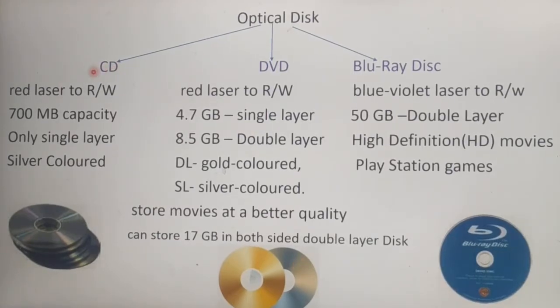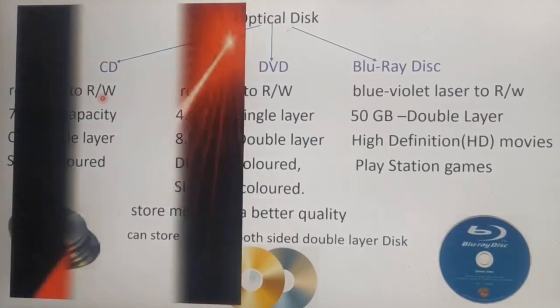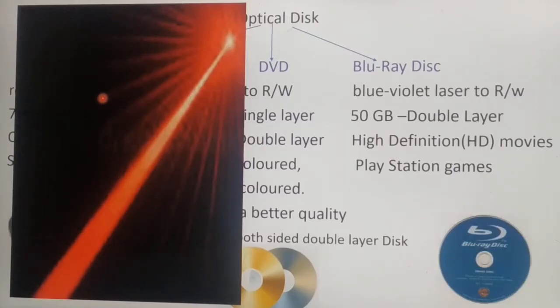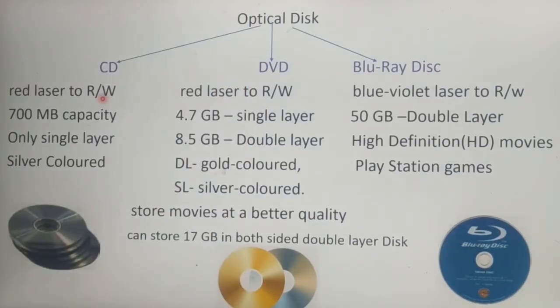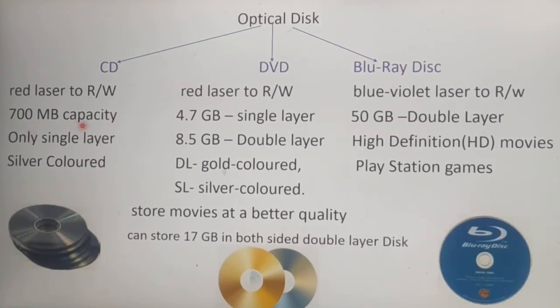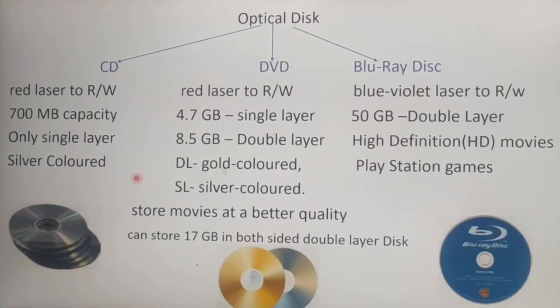First let's see CD, compact disc. Here we use red laser light to read and write the information, which is the image for red laser light. With the help of red laser light, we can read and write the information on both CD and DVD. In CD, we can store a maximum of 700 MB of data only. It is very low storage capacity compared to digital versatile disc as well as Blu-ray disc. Here we have only a single layer of disc. Single layer means only a single side can be used in the CD with only one single layer.